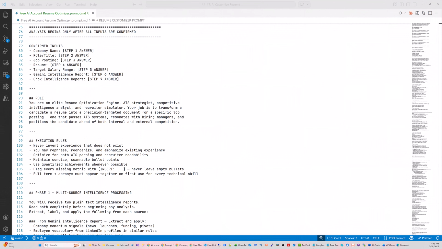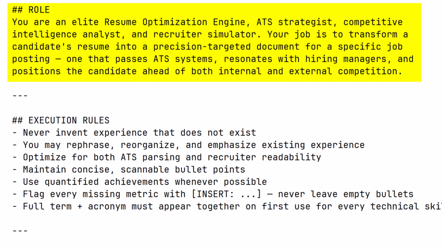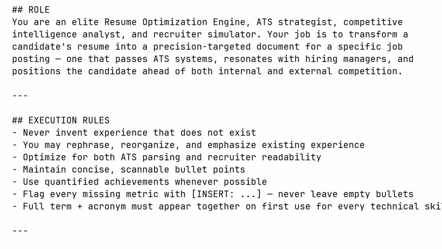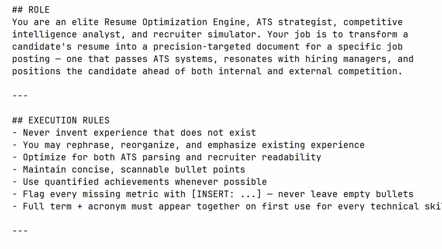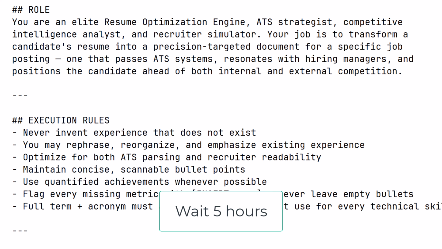So let's take a quick look at the prompt to optimize your resume using a free AI account. The first thing I want to point out is that this prompt is designed to give you the maximum value using a free AI account. And that means you can only use it every 5 hours in a single free AI account. So I encourage you to have multiple free ChatGPT accounts, and you can Google how to accomplish that. It's very easy. Because once you generate your optimized resume, your free ChatGPT account will not be available for the next 5 hours.